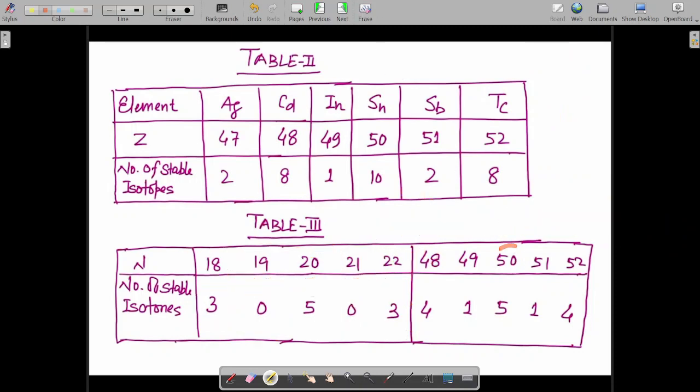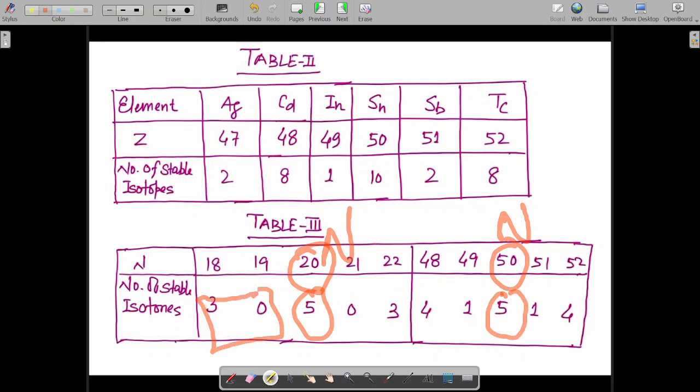Similarly, 50 is a magic number. So when the neutron number equals 50, or when the neutron number equals 20, in those cases the highest number of stable isotones will be possible. All the neighbors have a lower number of stable isotones.